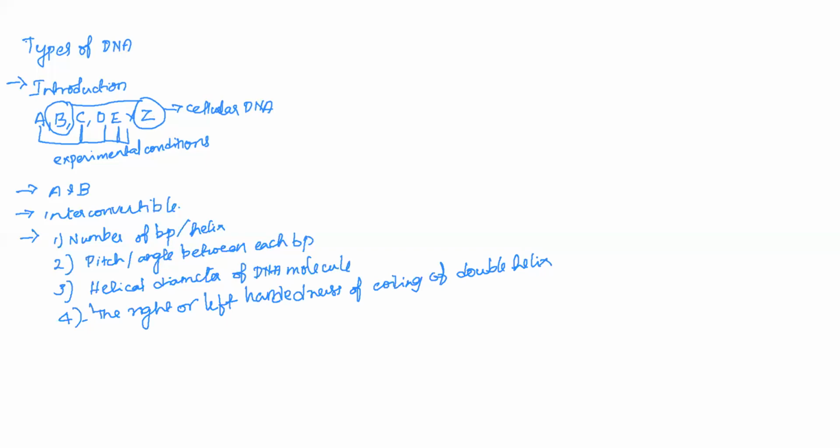Now let's look into each of these forms one by one. Now let's start with the B form of DNA. So you have the B form of DNA.